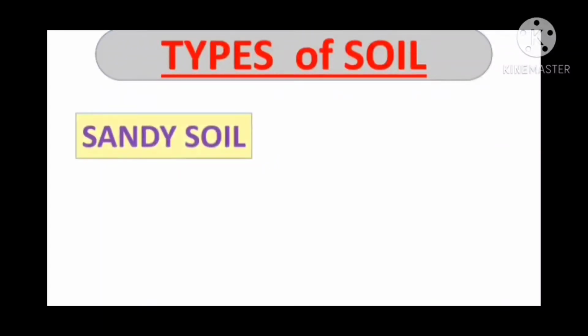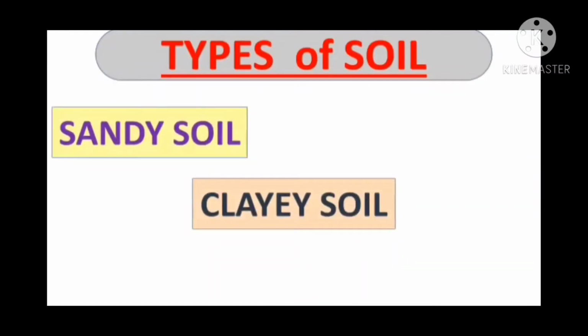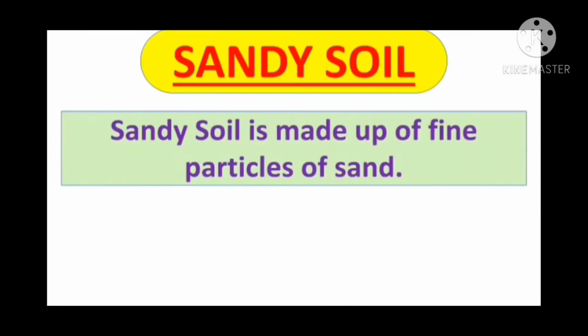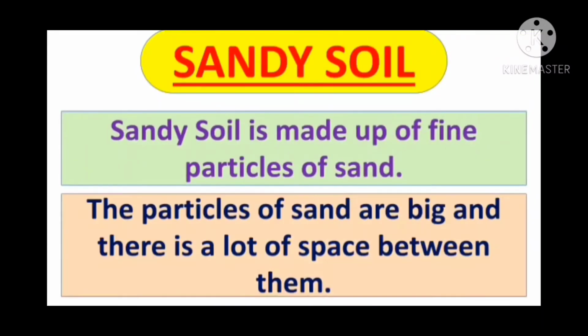Which are the types of soil? There are three types of soil mainly: sandy soil, clay soil and loamy soil. You already know about sandy soil. What is sandy soil? Sandy soil is made up of fine particles of sand. These particles of sand are big and there is a lot of space between them.